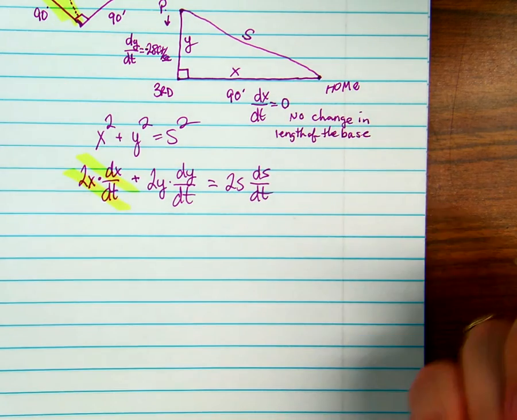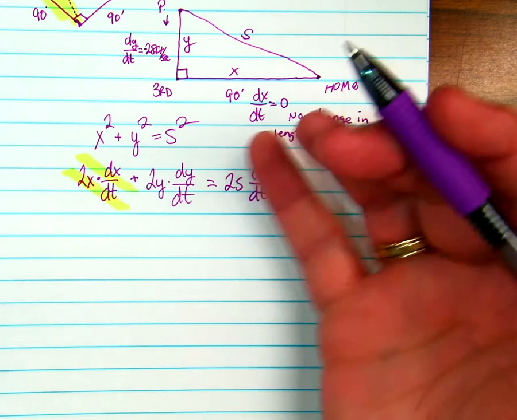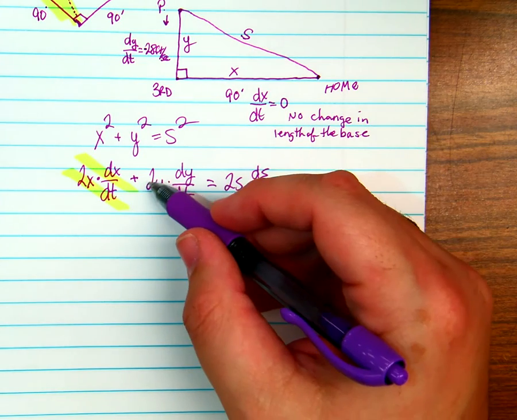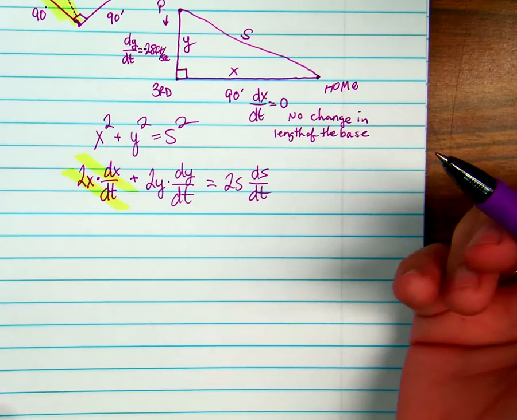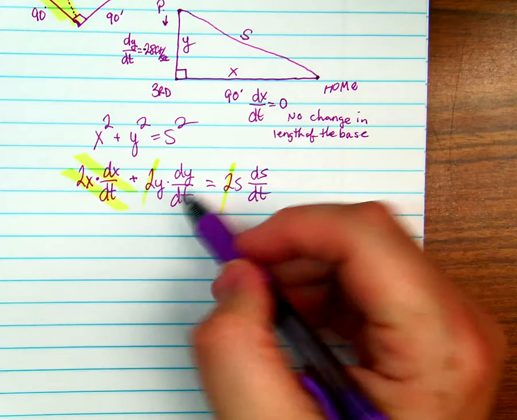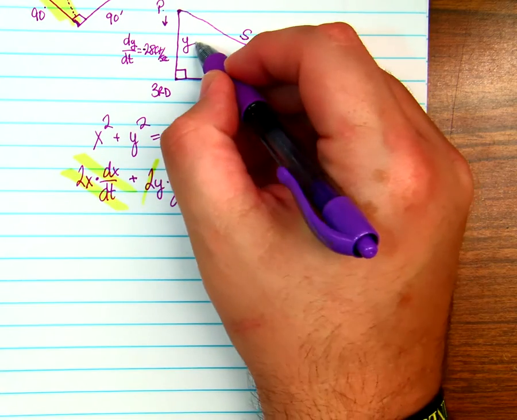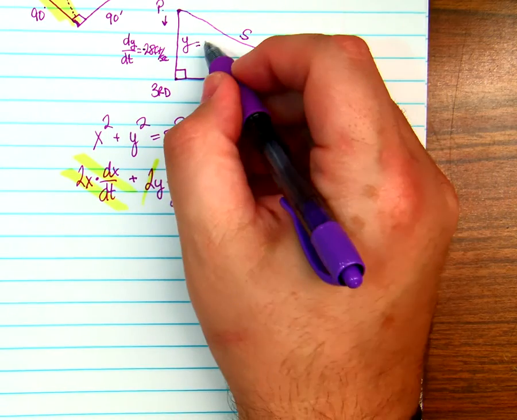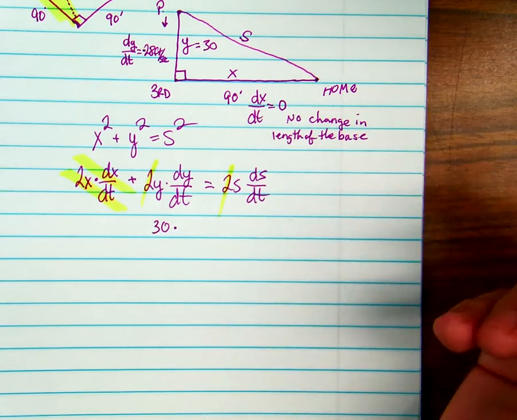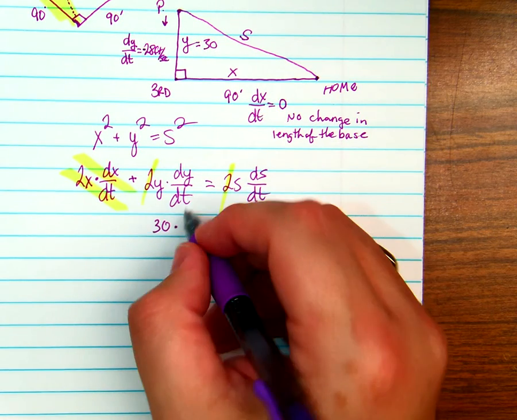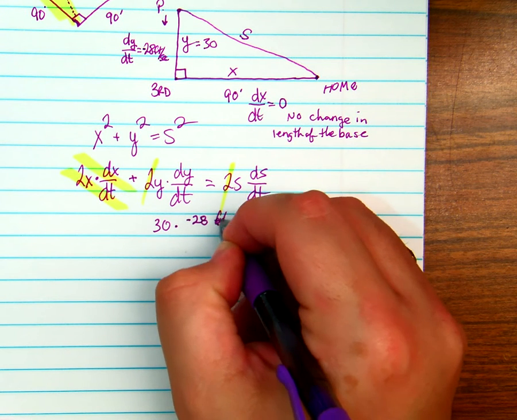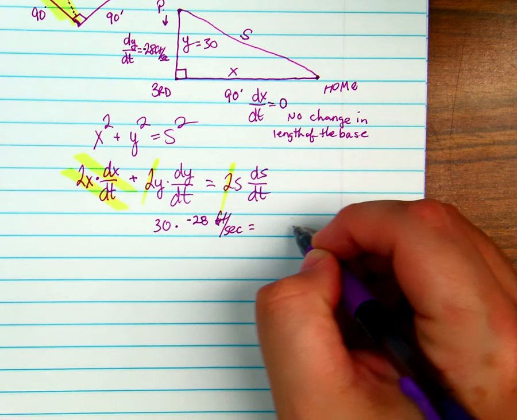Now, I'm just going to keep the numbers here and plug in everything that I know. What can we do with our 2s? Just divide them out. It'd make it easier. Do I know y? At that point, it's 30 there. So I know it's 30 times negative 28 feet per second is equal to s times ds/dt.